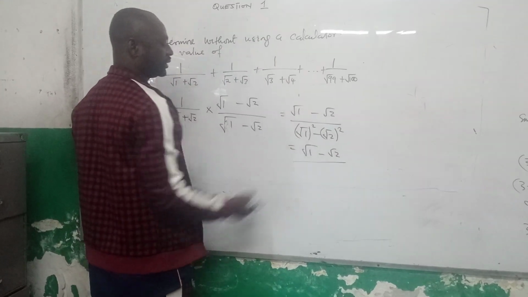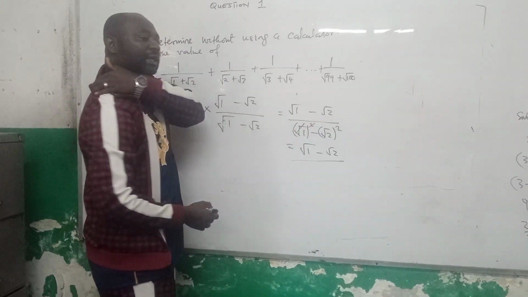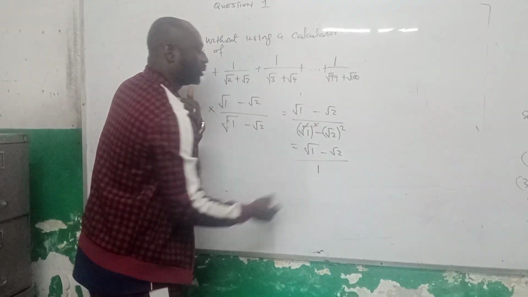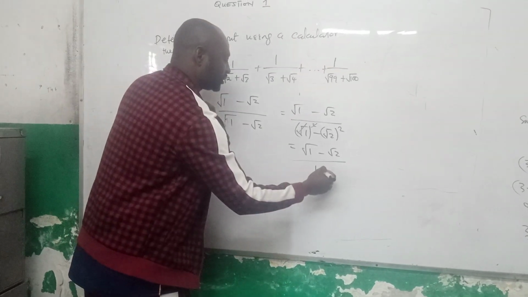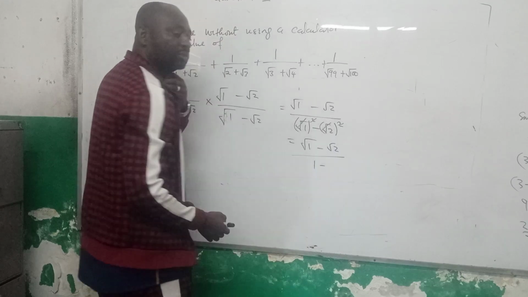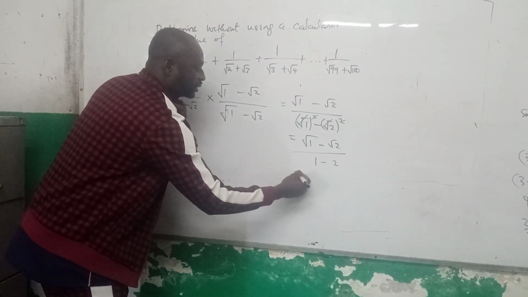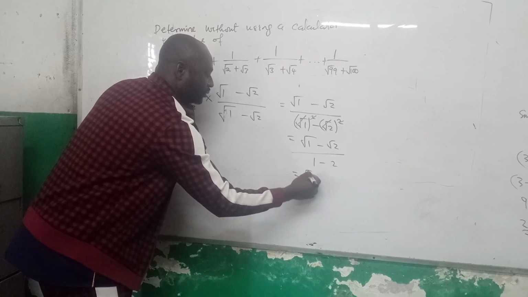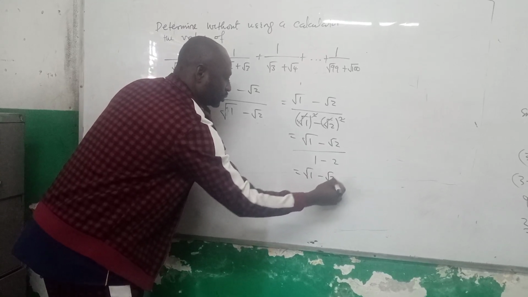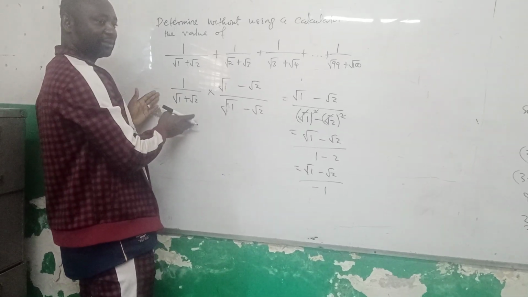The square root of 1 squared is still going to cancel. Then it will give you 1 minus 2. Are you following me? What is this? It will give you square root of 1 minus root 2 divided by minus 1. This will be your answer for the first one.